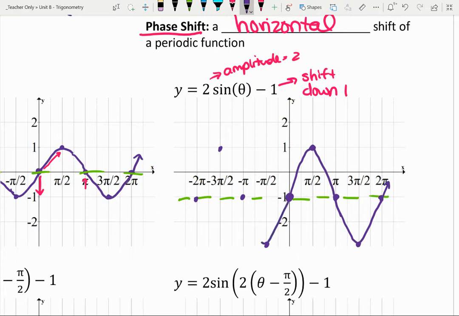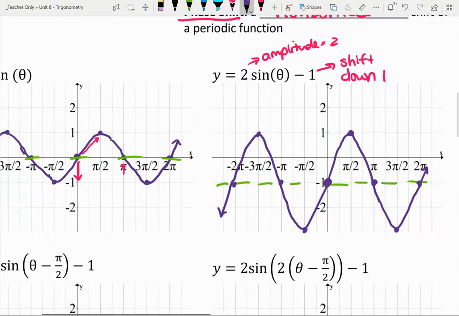You might see on some resources that those points where it goes through the midline are called points of inflection because it's switching from a concave up to a concave down kind of shape there. But we have a graph that has a midline at -1 and it has an amplitude of 2, right? That vertical distance from midline to either the maximum or minimum is 2.